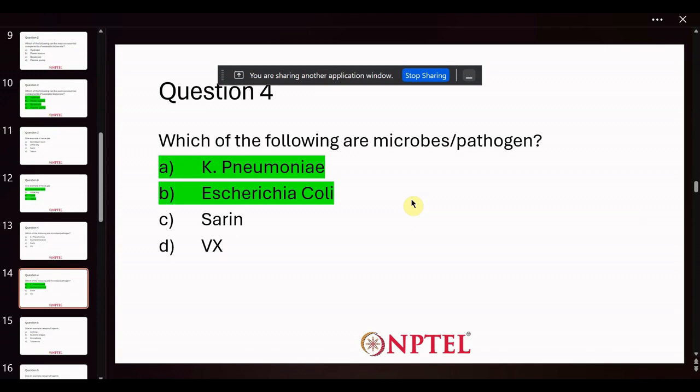Even if you are not from a bio background and you get these kinds of questions, this is a basic hint which works 95% of the time. If there is anything with two words, or a single word and another word, it should be a microbe. That is one of the basic tricks I can give you for guessing during your exam. If you are from the bio background, obviously you will be well versed with it.